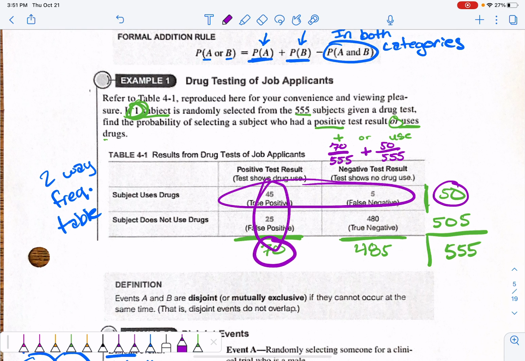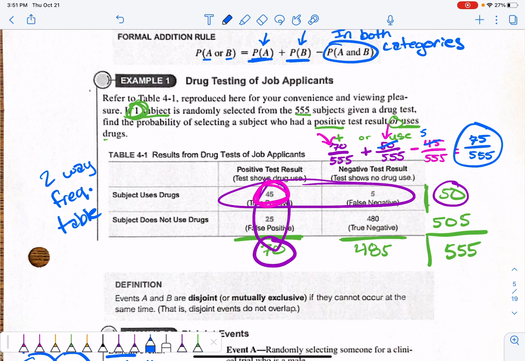But you will notice that when we add those together, the 70 and the 50, these 45 people stuck in the middle were counted in this number and in this number, okay? So we have to subtract those 45 out of the 555, and we will end up getting an accurate answer. I'm going to take 50 minus 45, and that's 5. So 5 plus 70 is 75 out of 555. And that's whatever that decimal ends up being. You can either leave it like this or convert it to a decimal. Really, we probably should have reduced that, but I'm just going to leave it like that.